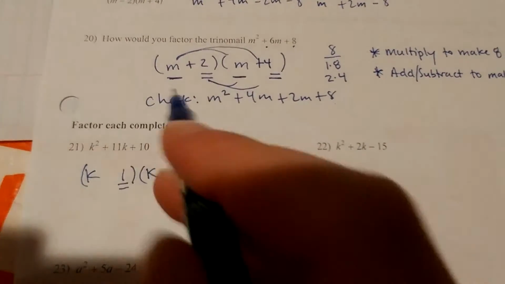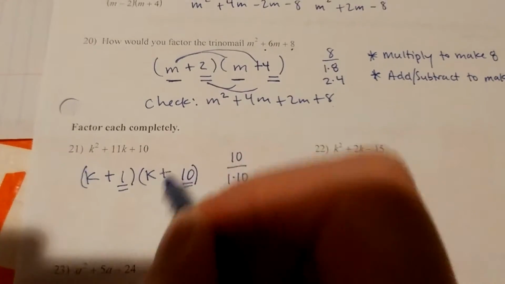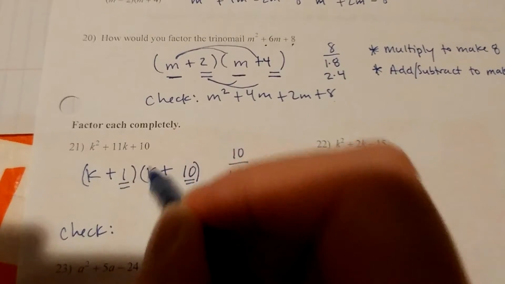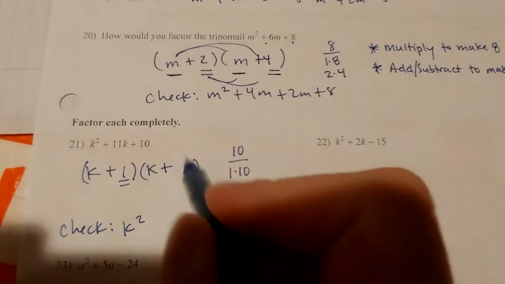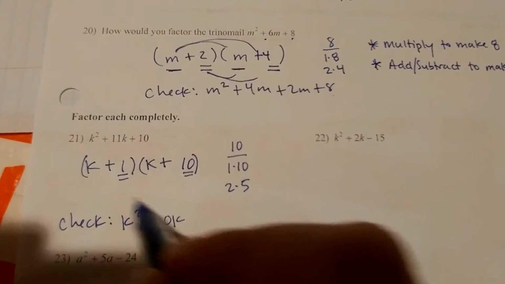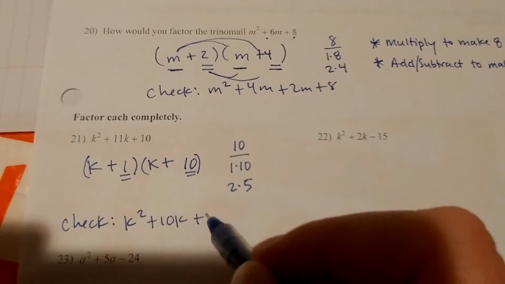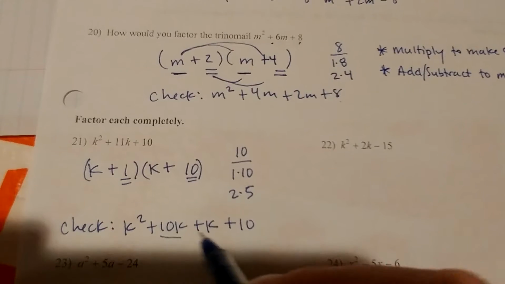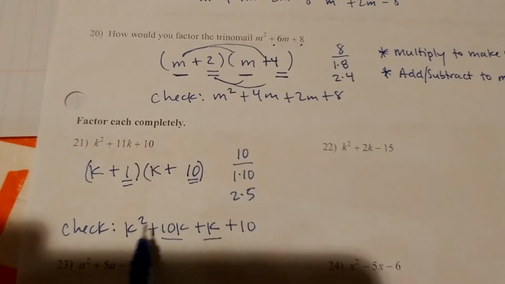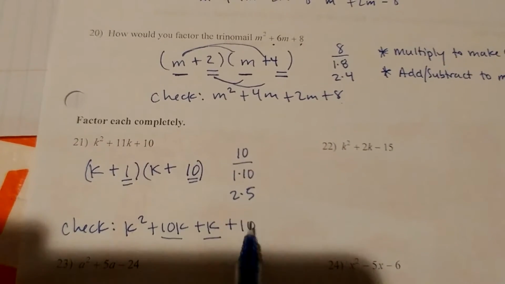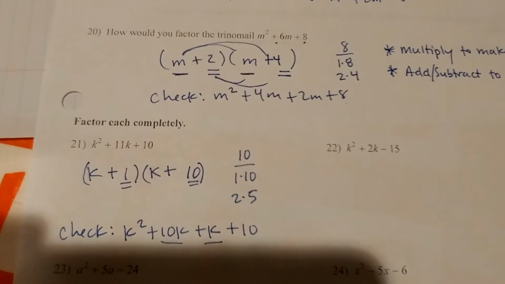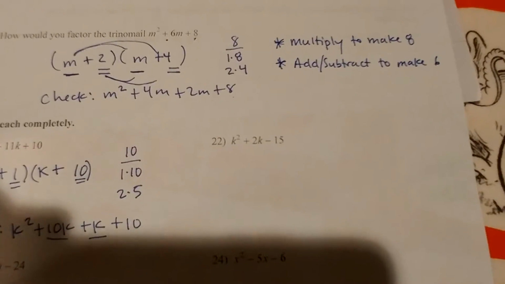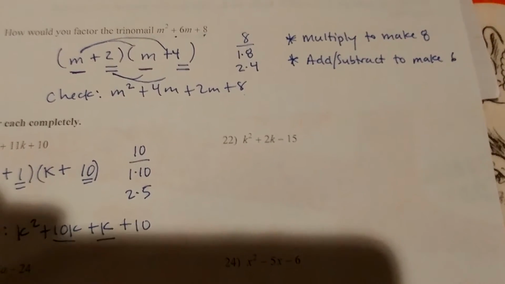Signs are plus, plus, so the signs here will be plus, plus. Again, if we were to check it, k times k is k squared, k times 10 is 10k, 1 times k is k, 1 times 10 is 10. Combine like terms in the middle, you get k squared plus 11k plus 10, and that's what we started with. All right, let's try another one.